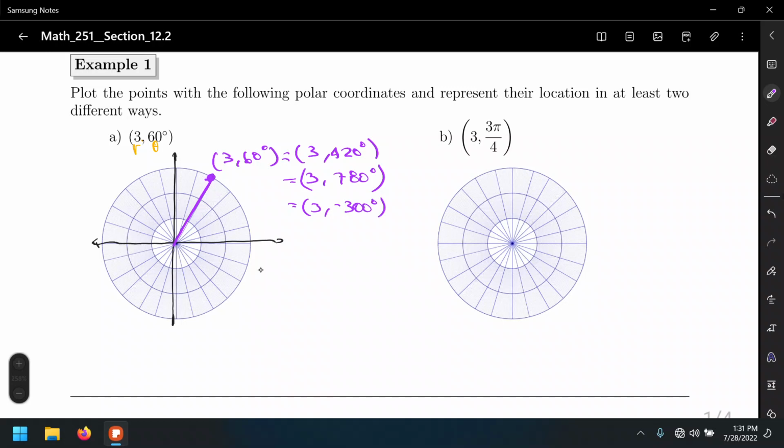And how about another one? I believe it's negative 660. Negative 660. This looks like an 8. Okay. So yes, we have 1 to 5 representations of the same point. All right, let's do more.